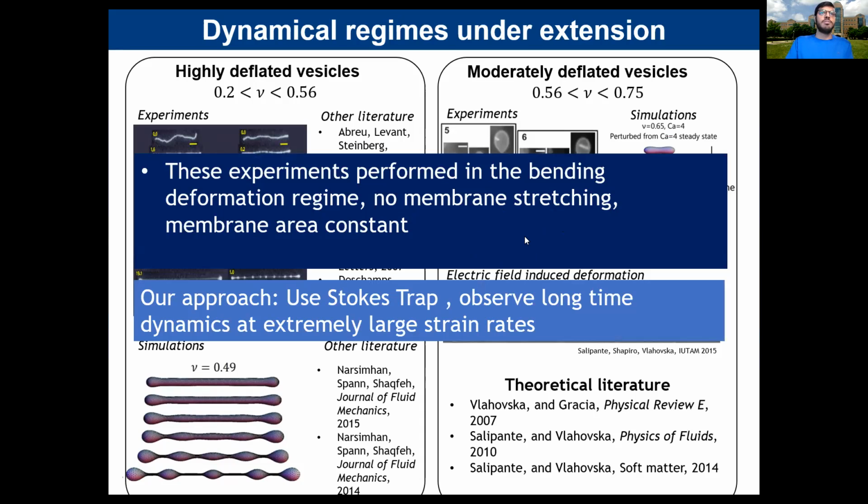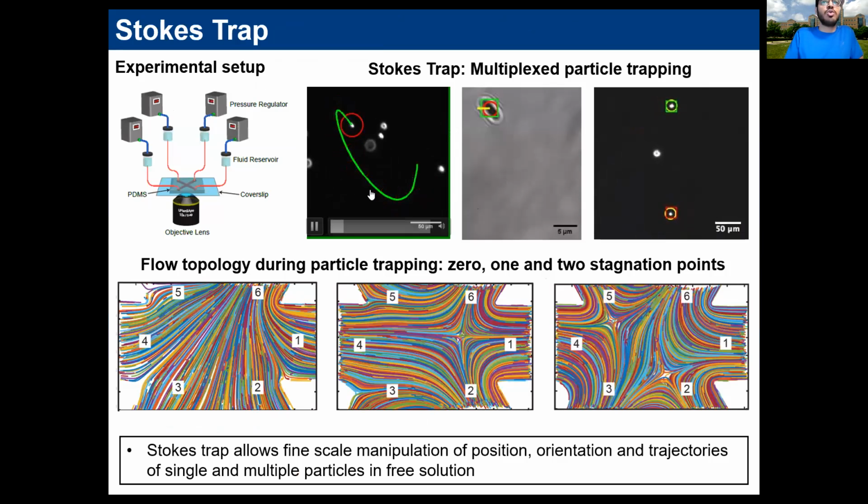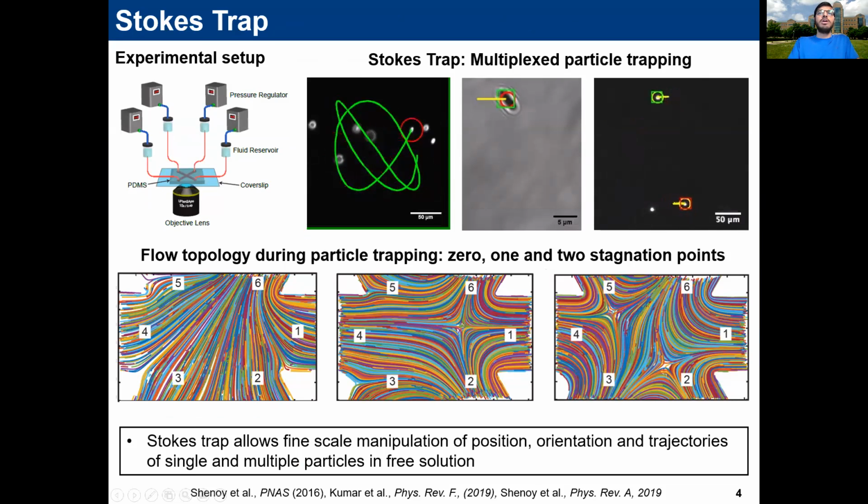So our approach in my PhD is that I will use the Stokes trap to systematically and comprehensively study the shape dynamics of lipid vesicles in strong flows at extremely large strain rates and observe their dynamics over long times. So the Stokes trap is a feedback controlled microfluidic device which allows one to control the center of mass position, orientation, and trajectories of single and multiple particles in free solution.